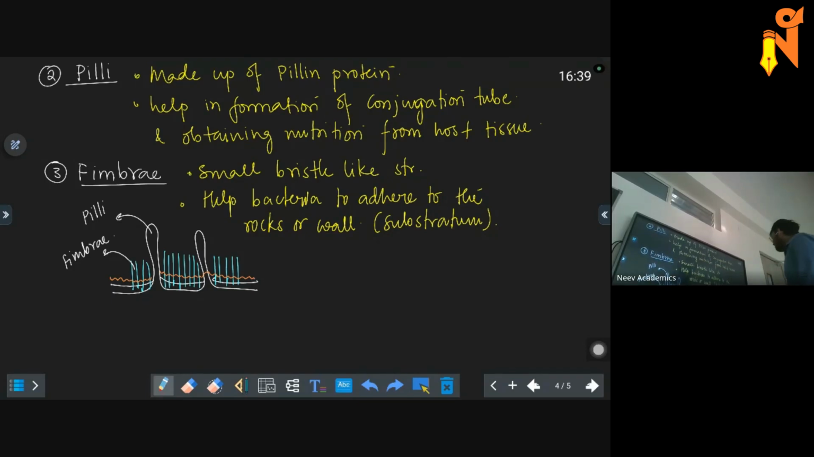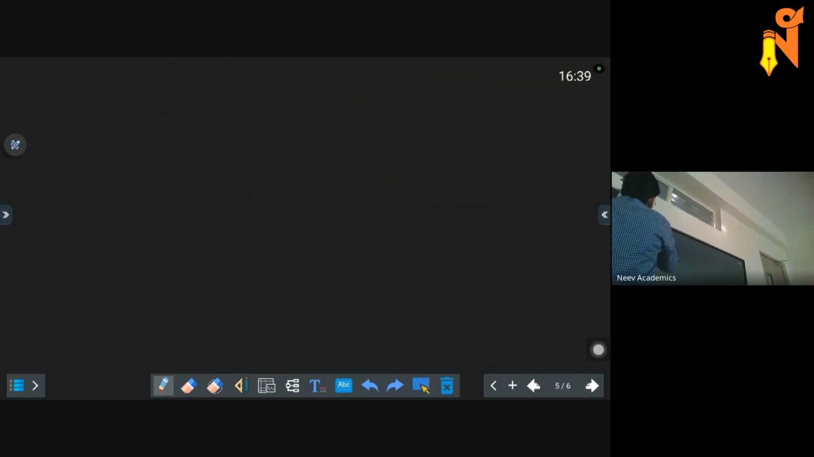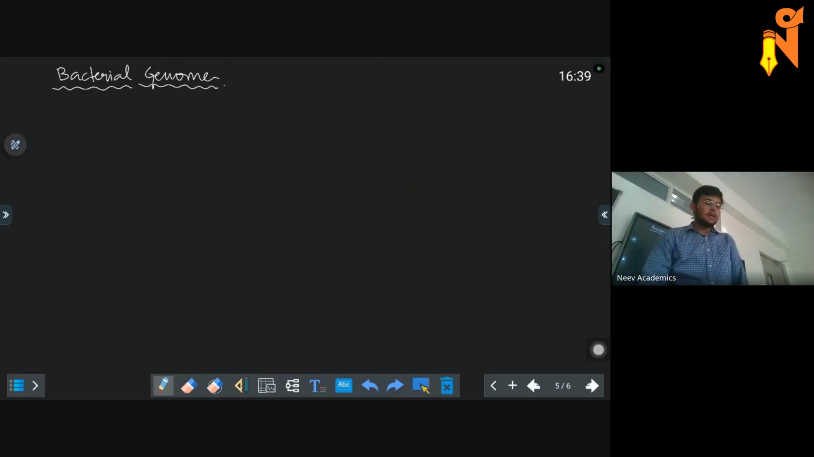Now, the next topic is bacterial genome. Some part of this I have explained when I was explaining the prokaryotic cell diagram. Now, bacterial genome. What is genome? Can anyone explain the definition of genome?